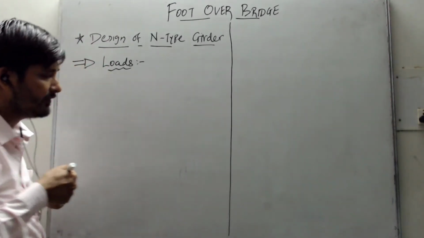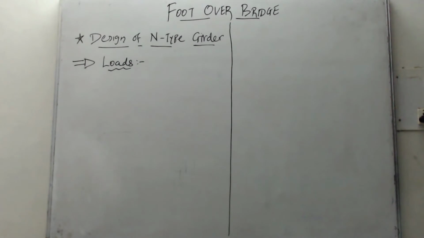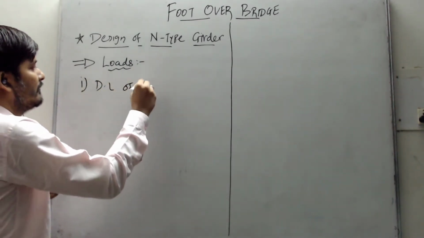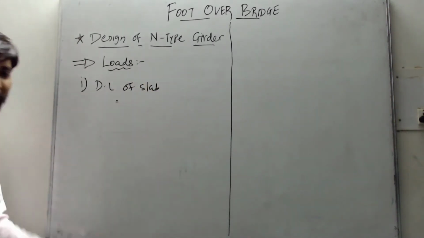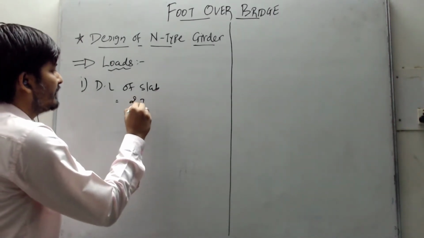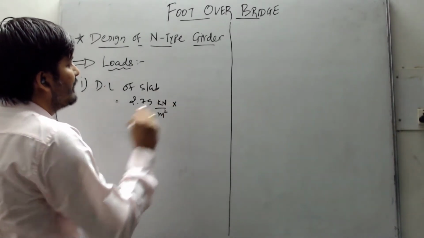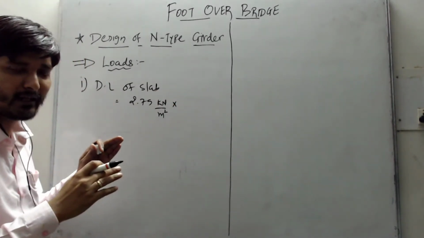So first load that is going to act is dead load of slab, right? So how to calculate the dead load of slab? We already calculated the intensity of dead load, that is 2.75 in the design of cross beam, right? So dead load of slab was 2.75 kilonewton per meter square, multiplied by, now how much load is being transferred to this girders, right?